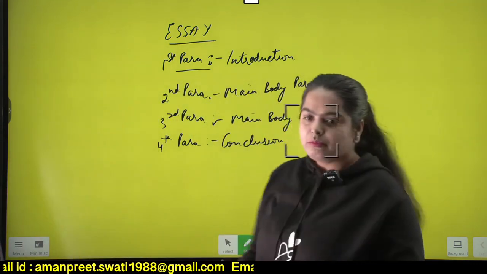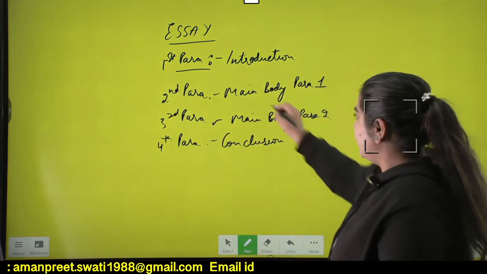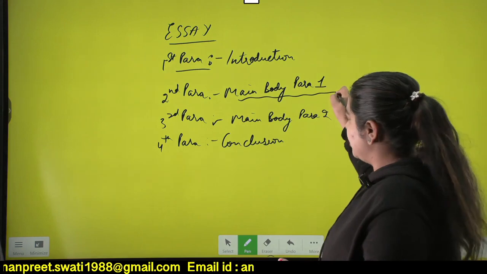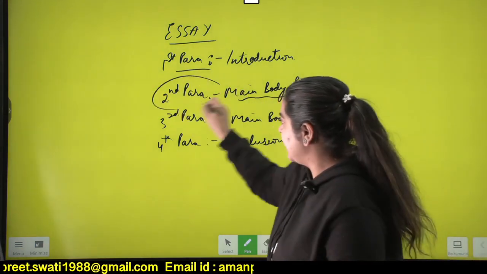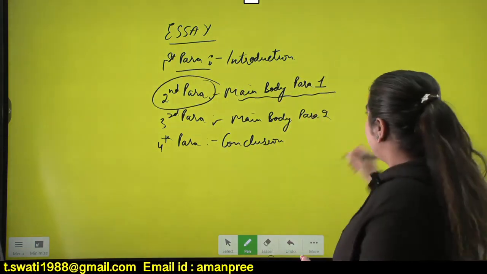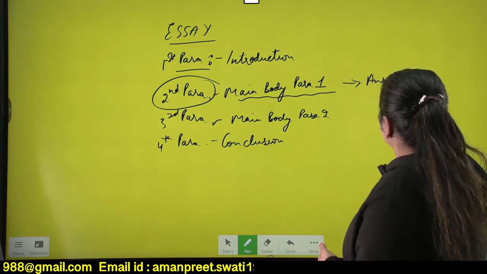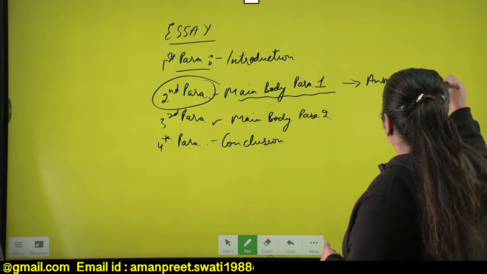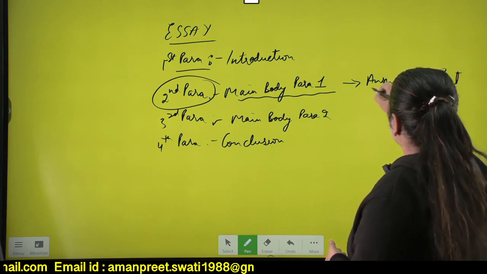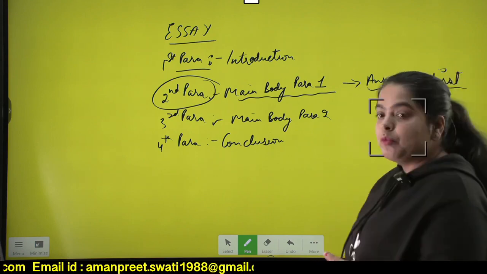So now that's just really very important. If I specifically talk about main body para 1, which is also referred to as the second paragraph, you are supposed to give the answer to the first question. What was our first question? How can we conserve these resources? So you have to give the answer here. And what was the second question?